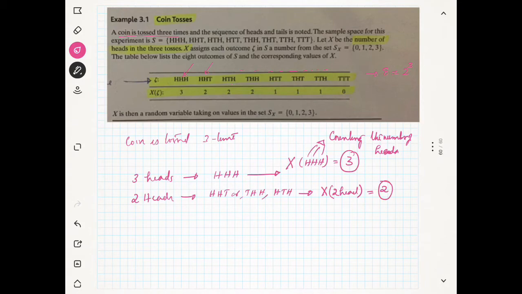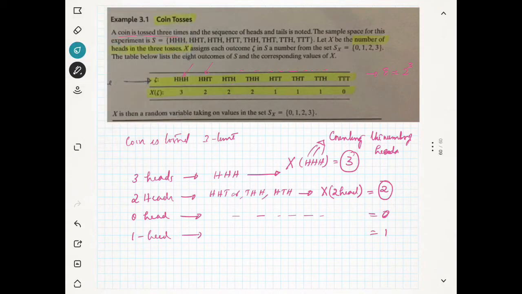Like this I can have a sample space as shown. I can have 0 heads also. 0 heads means the random variable is 0. Similarly, 1 head means I can have a random variable 1.